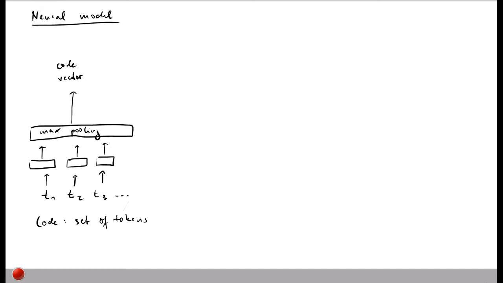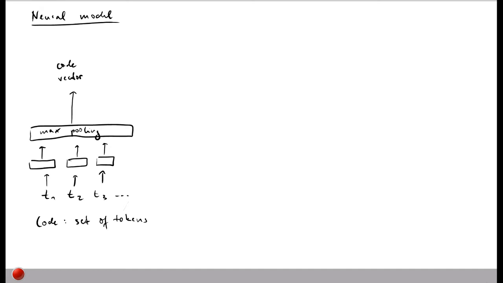In addition to this, the actual approach as described in the paper is using two other pieces of information, namely also information about the method name and information about the APIs that are called inside the method, but I'm just focusing here on the tokens because that's the main theme of this module of the course.